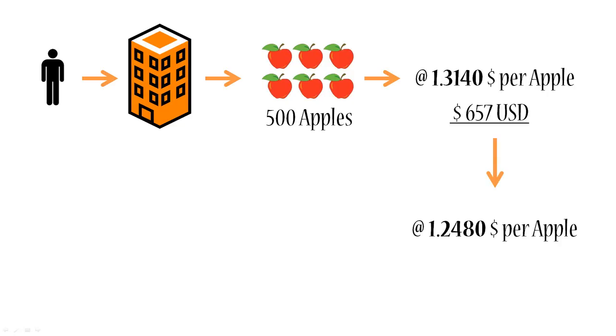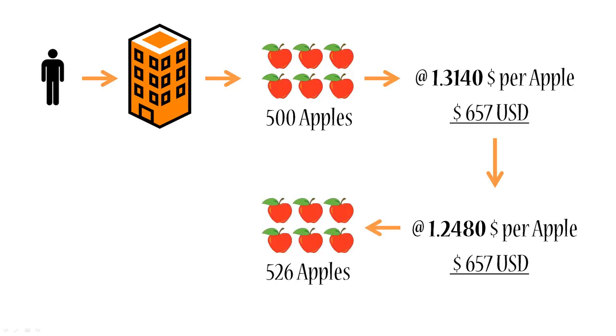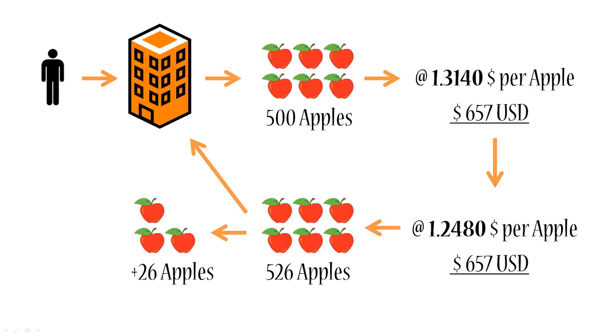So once the price for apples drops and it hits about 1.2480 American dollars per apple, guess what? You still have those $657 that you got in exchange for your apples a couple of days or weeks earlier. So what are you going to do with these $657 now? Well, you're going to go and you're going to buy back apples. Now with your $657, you can buy 526 apples. So as you remember, you still have to return 500 apples to your broker, and that's exactly what you do. You return 500 to the broker, and that means you still have 26 apples of profit in your hands. Because of this transaction, you're left with an extra 26 apples.